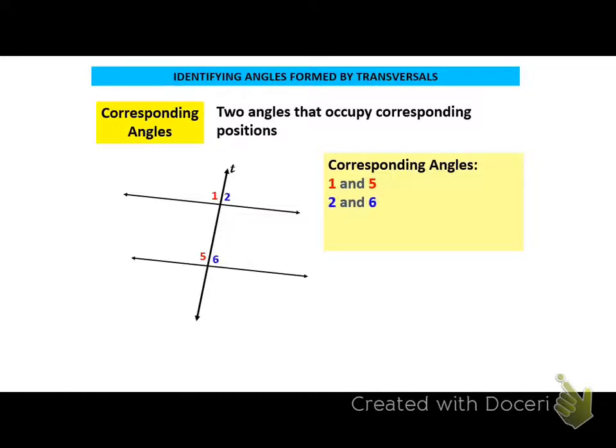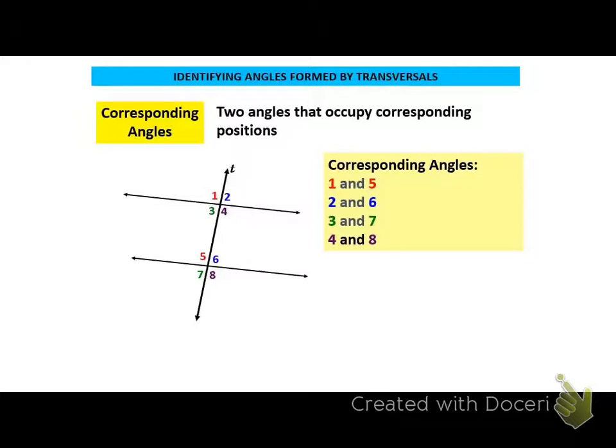All right, so then with another color, 2 and 6. So 2 and 6. Both are in the top right. They're corresponding. They're in the same spot. 3 and 7. And then 4 and 8. 1 and 5, 2 and 6, 3 and 7, 4 and 8. It's beautiful.